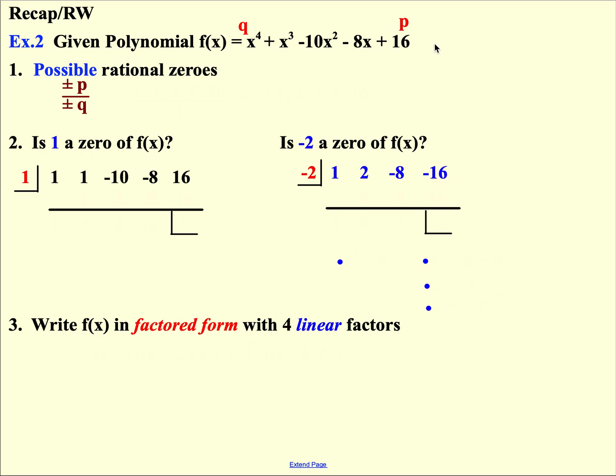So making my P over Q list, P being 16, Q being a 1. So I'm going to have this as my potential list. Again, probably there's no reason to have it over 1, so I'll just get rid of that and say, hey, there you go.